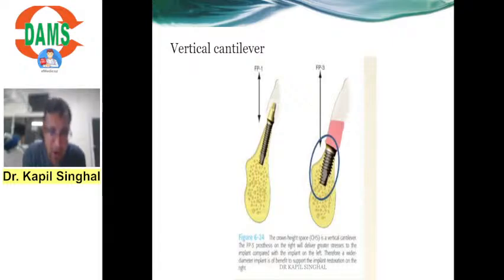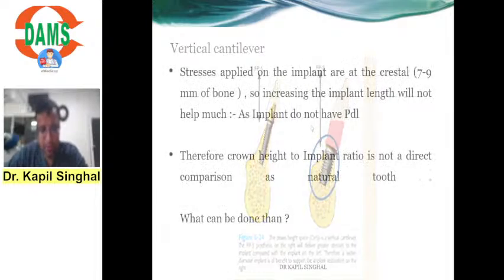So if my crown is bigger, then also my forces are at the crest. Because it is ankylosed, the crown to implant ratio is not as significant as it is in a natural tooth. So my FP1 is obviously a smaller prosthesis and my FP3 is a longer prosthesis. So for my FP1 and FP3, the crown to implant ratio will not have very significant importance.